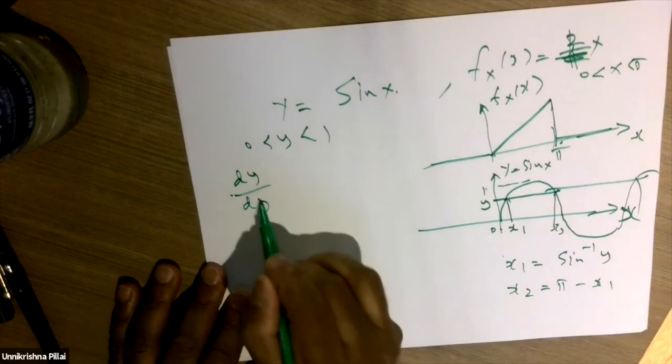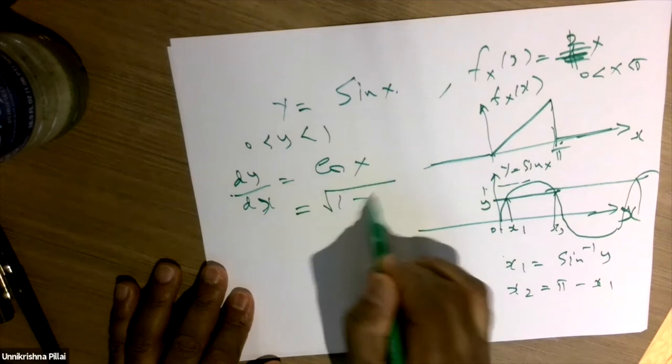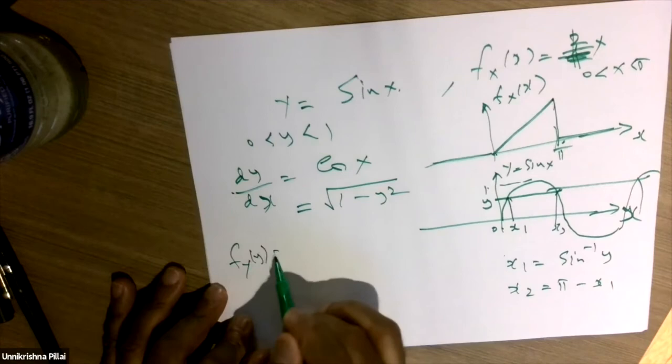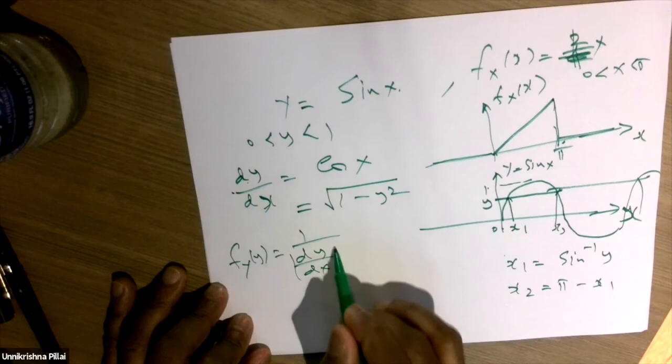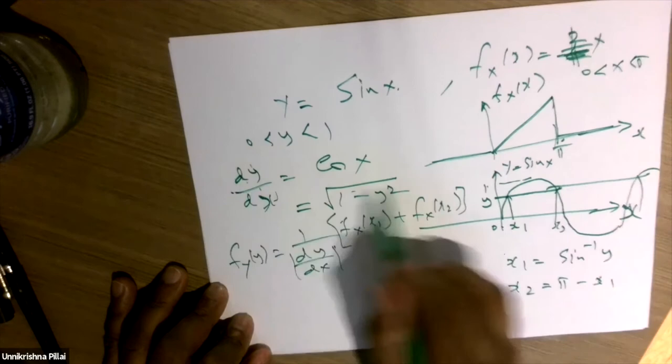And so I go to the next step. dy by dx is what? What's the derivative of sine x? Cos x, yes? Which is square root of 1 minus y squared. So I'm ready for the last step, f of y: 1 over dy by dx. There are two roots, so it is f of x at x1 over dy by dx plus f of x at x2 over dy by dx. You can see the derivative is the same at both roots, so this is 1 over square root of 1 minus y squared.